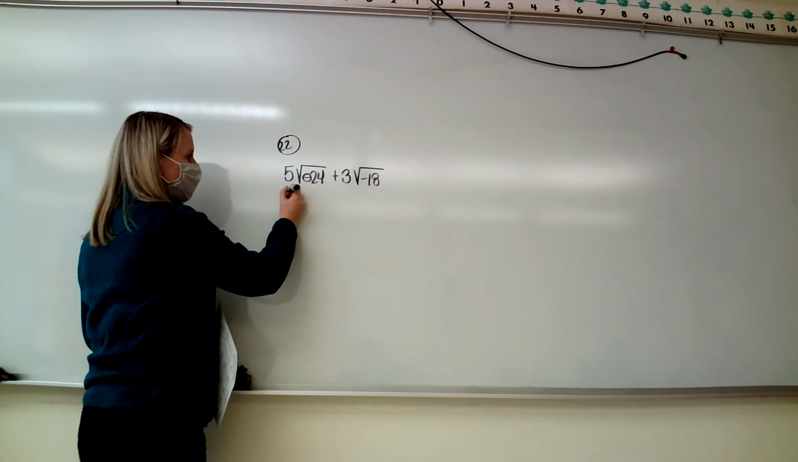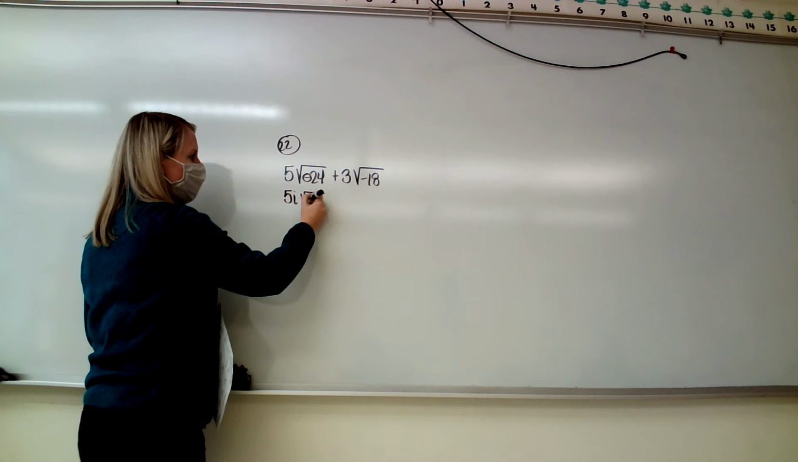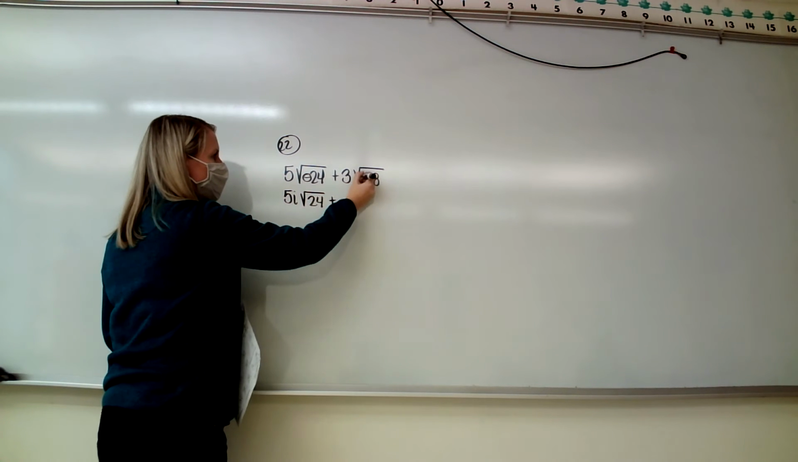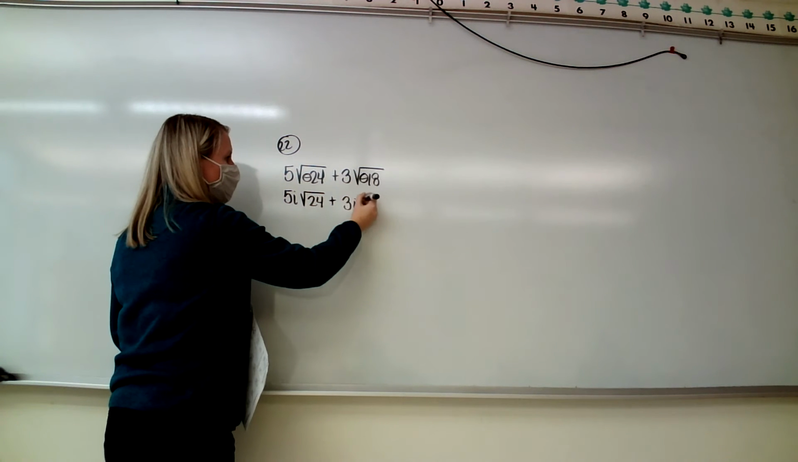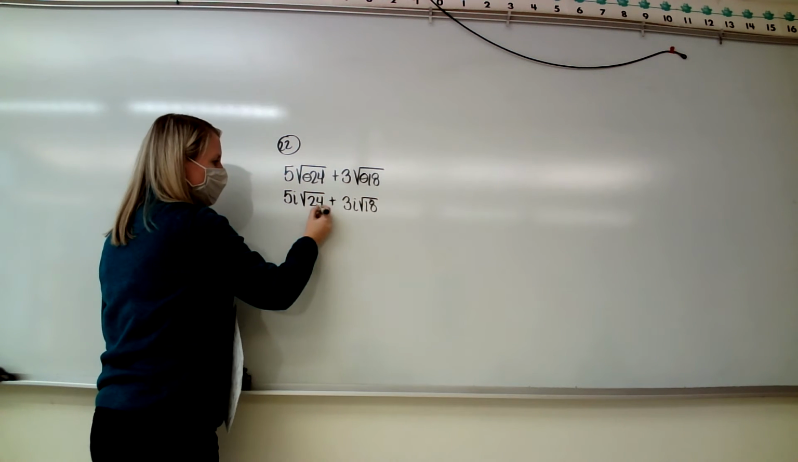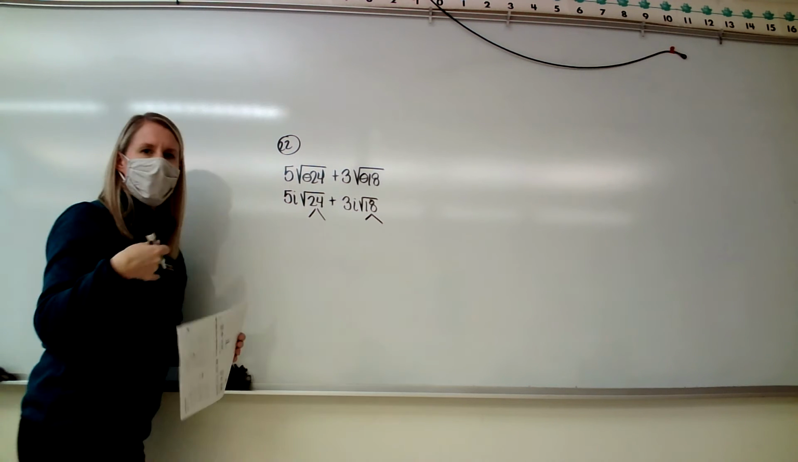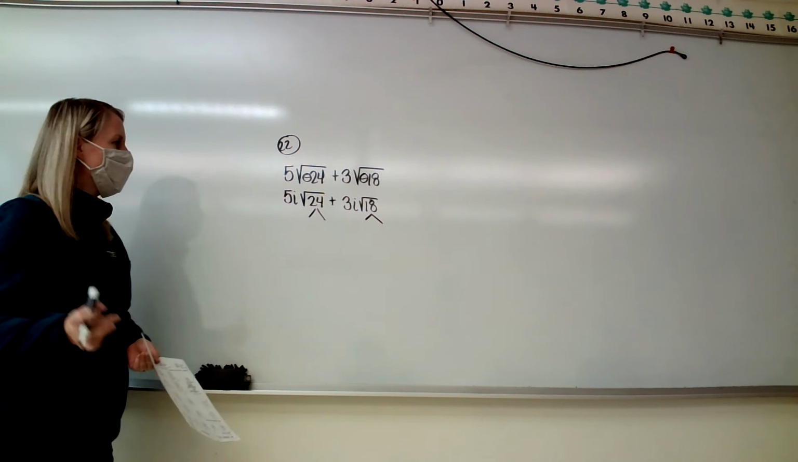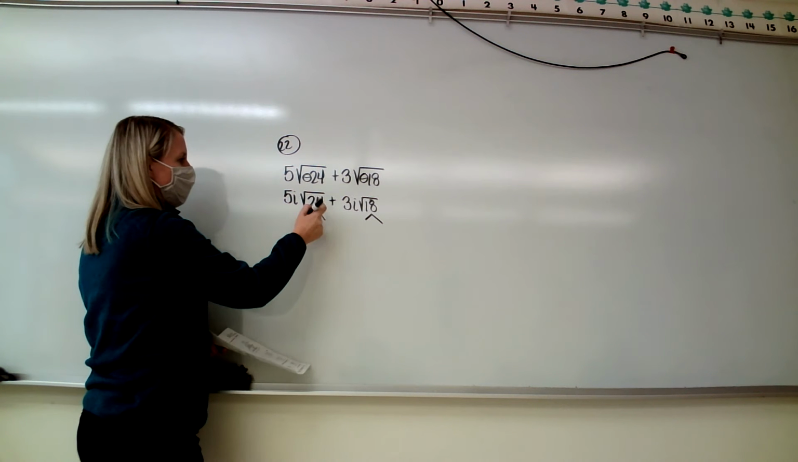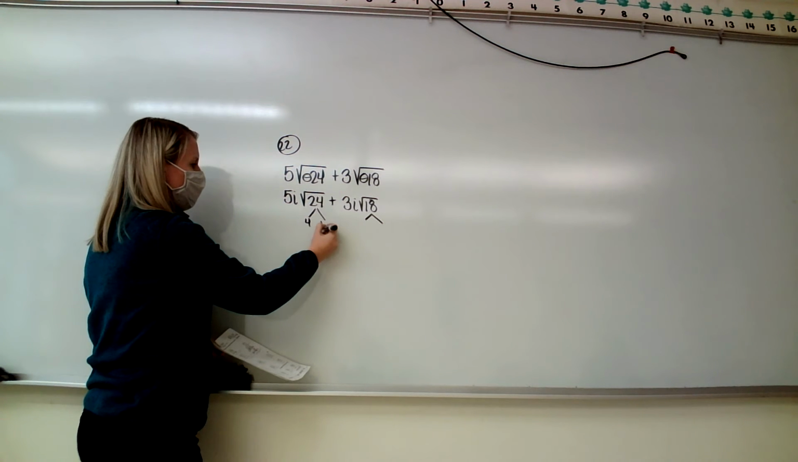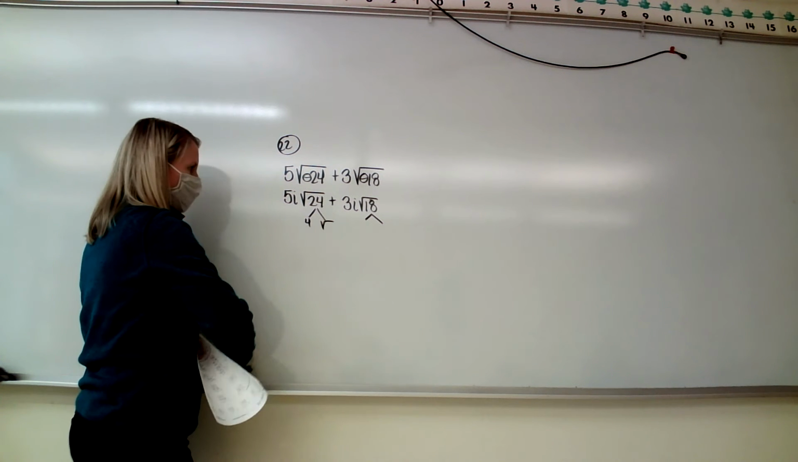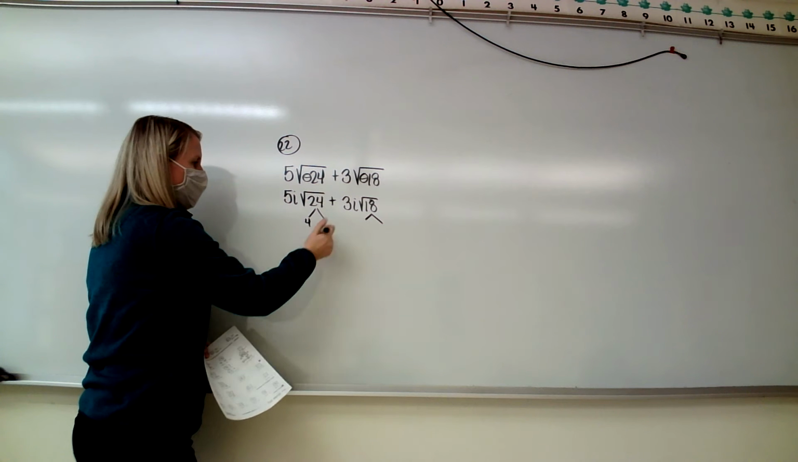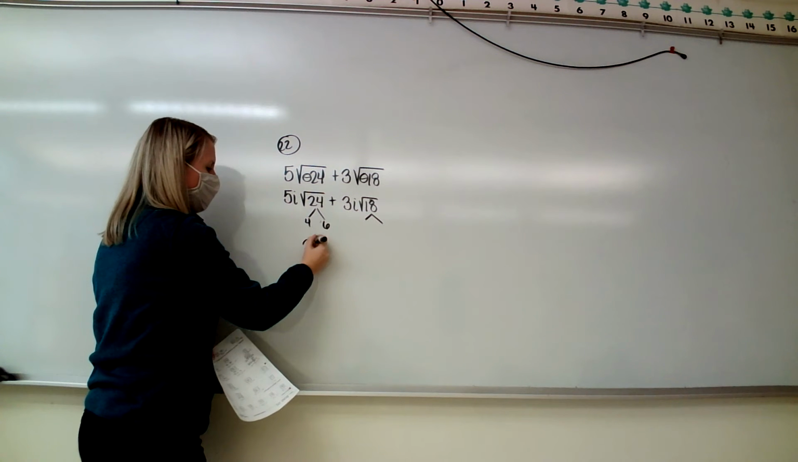What I usually do is I rewrite this as 5i square root of 24 plus 3i square root of 18, and then I break them down. If you can do it in one step, go for it. I just tried one. Sometimes I tend to skip steps and then confuse myself more. So what would that break down to? 4 and 6. So that would be 2 square root of 6.